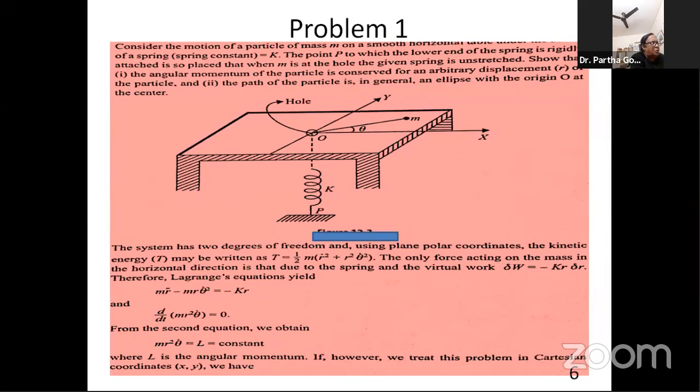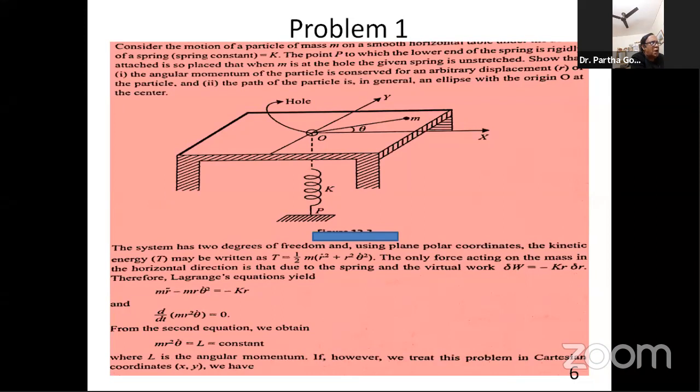R dot, you understand, is dr/dt, and this is the radial velocity, and the transverse velocity is r theta dot, and you have the square of r theta dot, r square theta dot square. This is easy to understand. I have resolved the velocity of the particle into radial component and the transverse component.